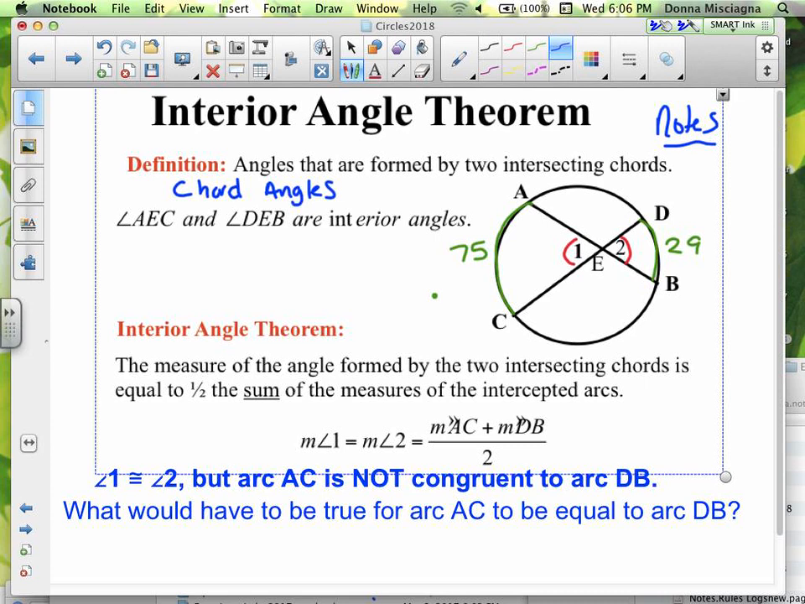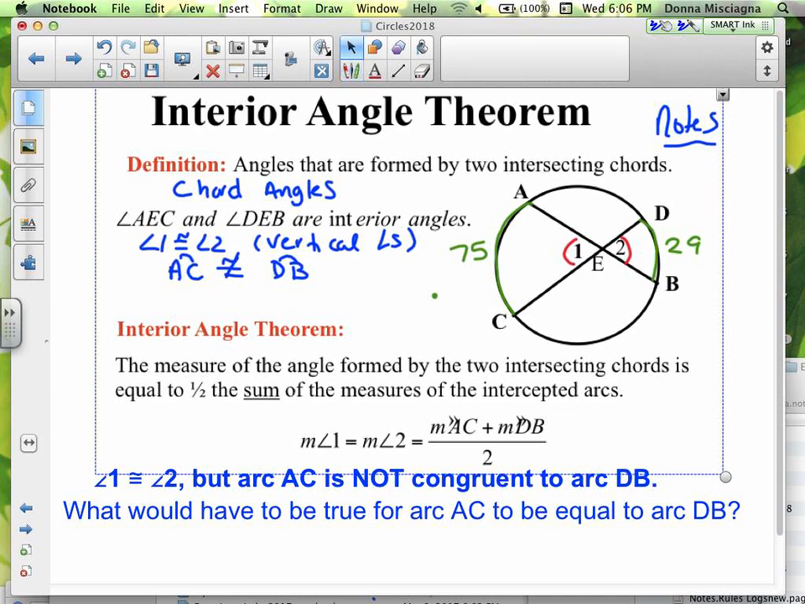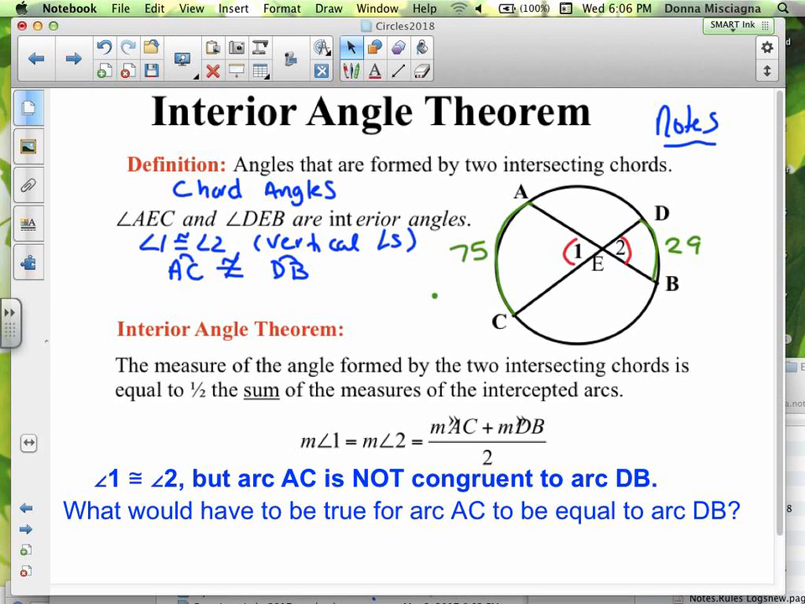And if we look, we see that angle 1 has to be congruent to angle 2, because they're vertical angles. But notice that their arcs, arc AC, is not congruent to arc DB. And angle 1 and angle 2 aren't equal to arc AC or arc DB either. So, although angle 1 is congruent to angle 2, arc AC is not congruent to arc DB.